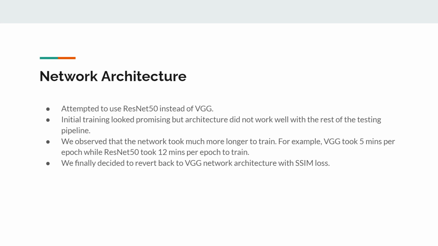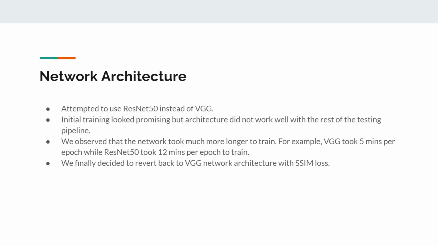In terms of the network architecture, originally we attempted to use ResNet 50 instead of VGG, which is the network architecture that's used in the original code that's provided. Initially, the training looked promising. We were getting much lower training loss than VGG, but some of the downsides were that it took way too long to train. For example, VGG took 5 minutes per epoch, while ResNet 50 took 12 minutes per epoch to train, and I believe the entire training time was around 10.5 hours, which was a very long time to wait, and we didn't end up training the model for the entire 10.5 hours. We only trained it, I believe, for 3 hours.